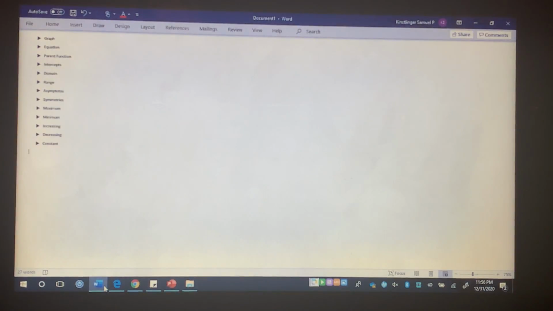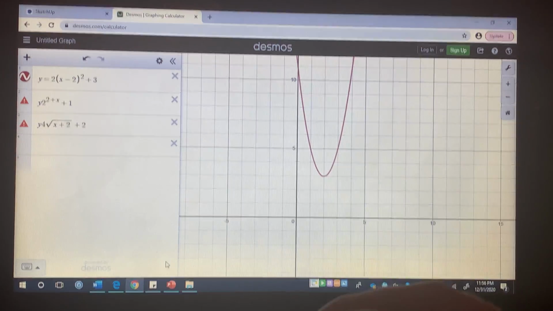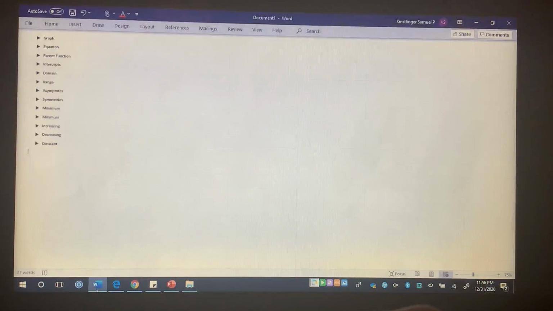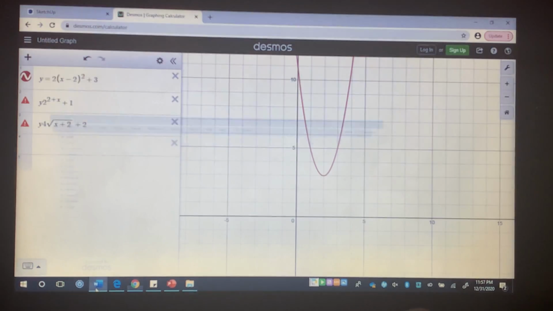So then we go to where it's increasing. These may be in parentheses or brackets. I forgot, sorry. I think, yeah, no, this is in parentheses. It's going to be from 2 to infinity, increasing, and decreasing from negative infinity to 2. So we see that right there. Then we go over to constant. It's never constant. We've got all those.